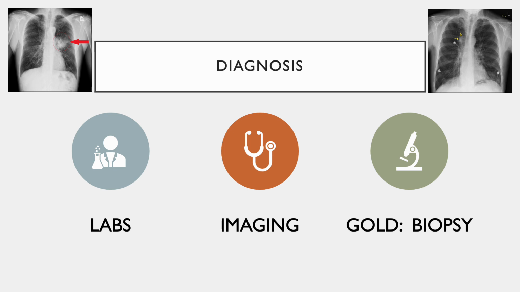And then for imaging, a lot of times lung cancer is found incidentally on chest x-ray, and if it is, then a CT with contrast is usually used to determine the location and extent. We may further get a PET scan to determine if there are any mets. And then, like I said, biopsy is the gold standard. It's best at confirming cancer and identifying the subtype of lung cancer.